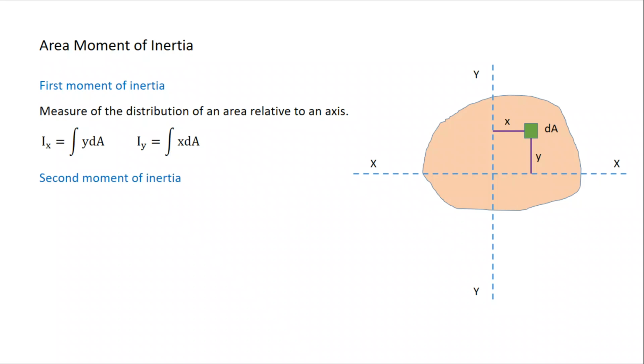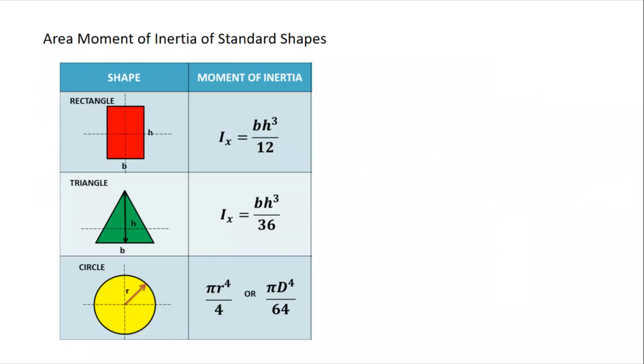Then similarly for the second moment of inertia. So what is the second moment of inertia? A measure of the resistance to torsion. So Ix, the moment of inertia about the x-axis, is the integration of y square dA, and the moment of inertia about the y-axis is the integration of x square dA. So this is the concept of the first and second moment of inertia.